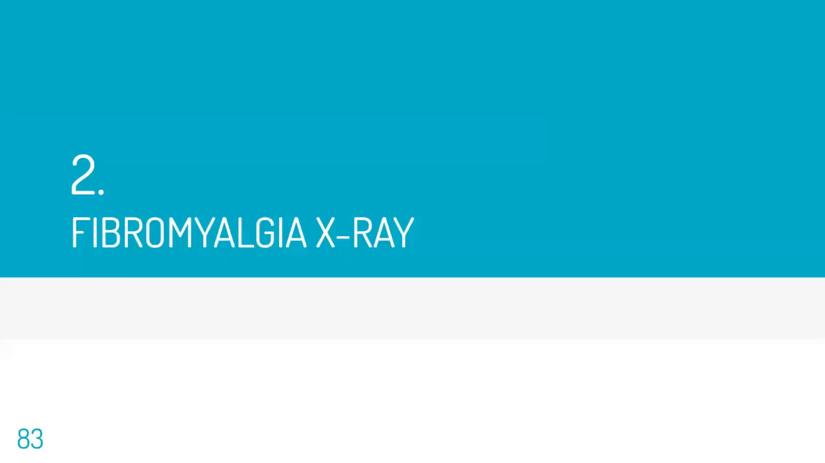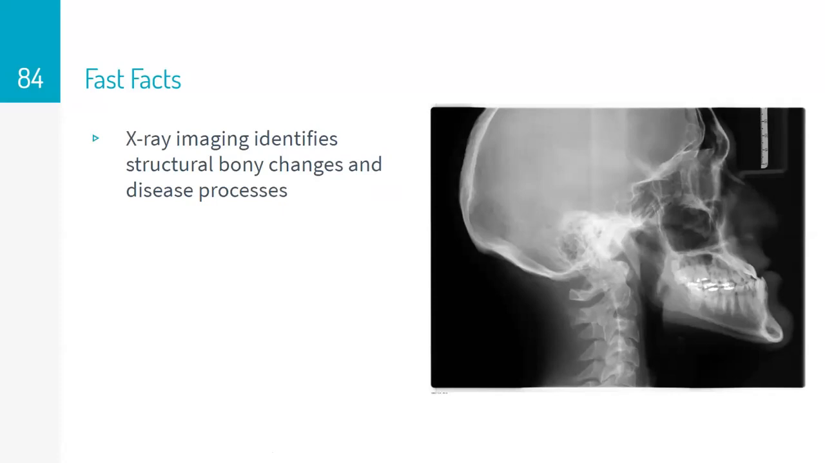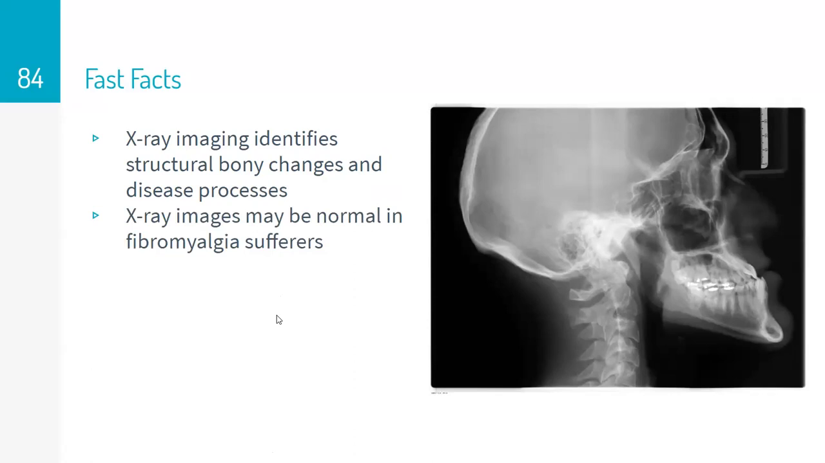So when we look at the X-ray and what it means to fibromyalgia sufferers and how it's used, X-ray imaging identifies structural bony changes and disease processes. So when we're doing it, we're basically getting a look at what is the structure of your bones. Are there any changes to your bones in the shape and the size and the way that they look? And these may often be normal in fibromyalgia sufferers. The X-rays do help to identify other causes of possible pain.